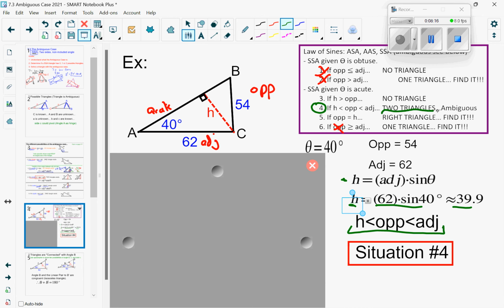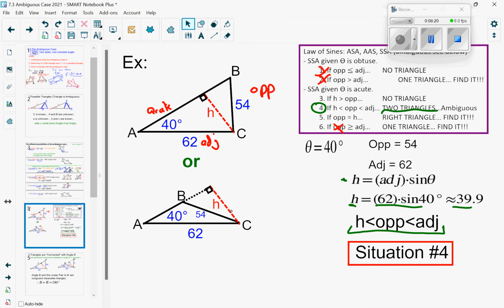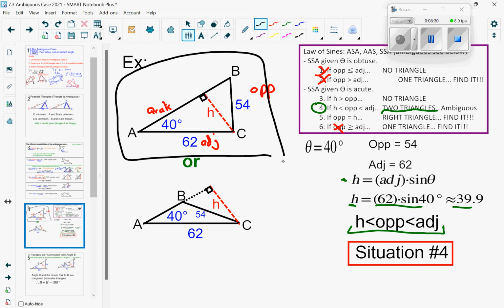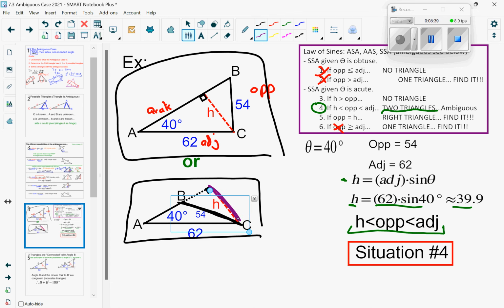There are two triangles that exist here, which means I would have to find both triangles, where it could look like this one, or it could look like this one. That change, remember, is this 54. Is the 54 right there, or is the 54 right here? So I have to find that 54, which means, well, let's try it.